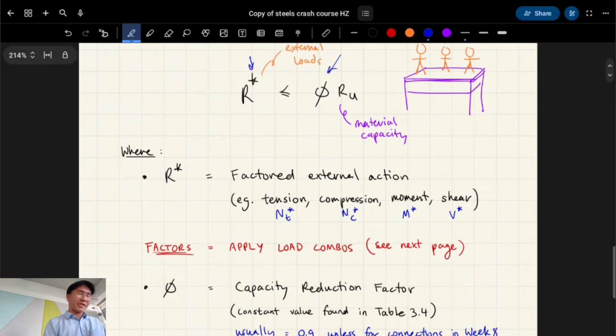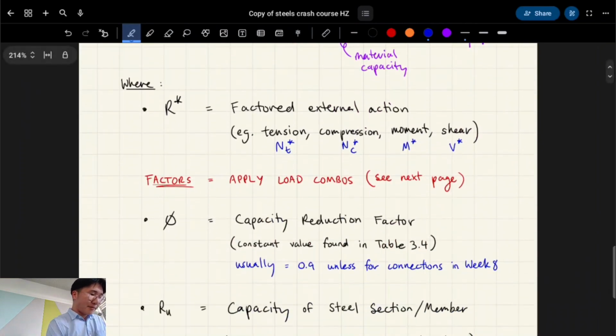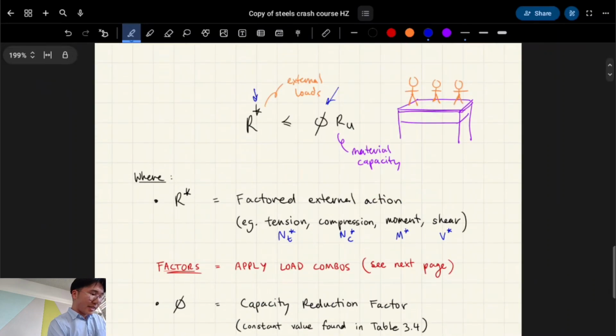Cool. So there's a bunch of notation you're going to see in this course. You get familiar with it. R is a kind of generic expression. You don't really see it too much in this course. But what I'm saying when I say R is it could mean all kinds of letters. It can mean NT, NC, M or V.